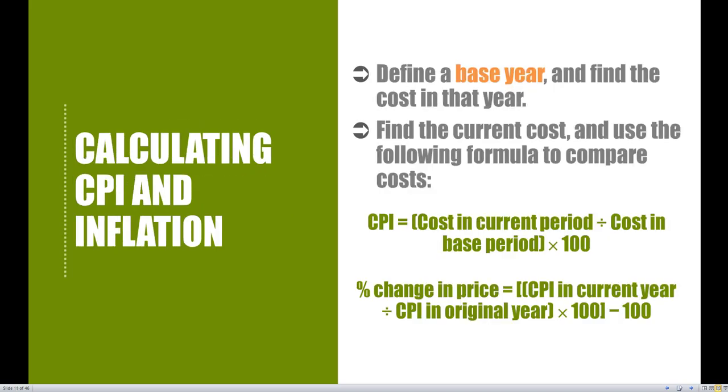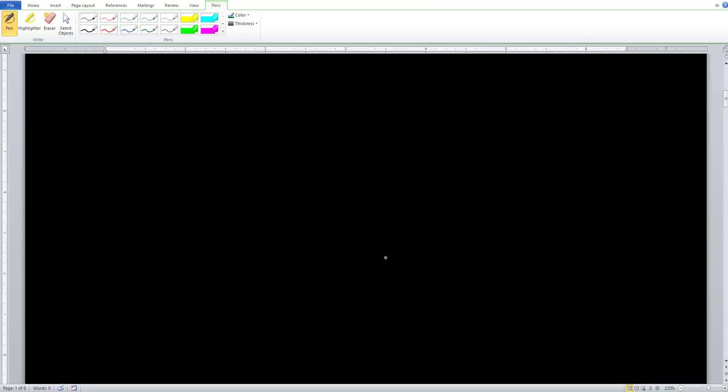So step number 1 is to go ahead and define a base year and find the cost of the market basket of goods and services in that base year. So what exactly is a base year? A base year is going to be our benchmark, or our bench year. So step 1 is to define a base year. The base year is just our benchmark. We're going to be comparing everything to this base year.